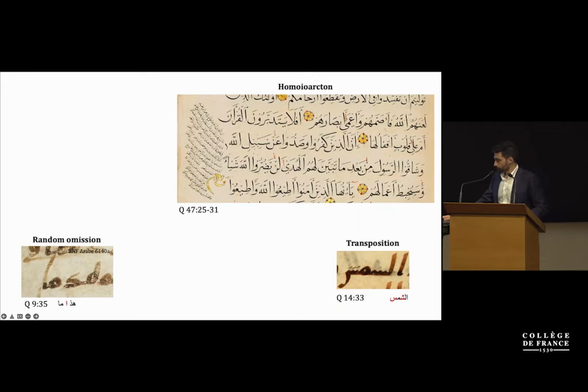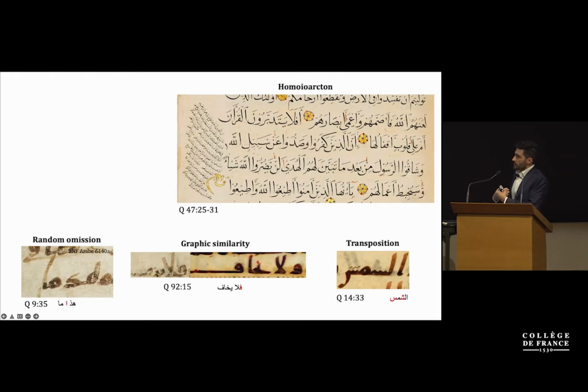Now, I wanted to highlight just a few examples that I've selected for breadth, and not just a random selection of variants, that highlight that these kinds of scribal errors and variants are present in Quranic manuscripts. So in the example of a random omission here, the scribe meant to write hadha ma, but the scribe omitted the alif. And really, there's nothing else to it. It's just a random omission, which happens sometimes in the process of copying.